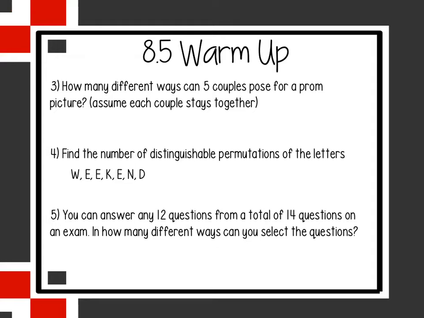All right, number 3 says how many different ways can 5 couples pose for a prom picture? Assume each couple stays together. So there's couple 1, couple 2, couple 3, couple 4, couple 5. We don't have to worry about them as individual people. They have meshed together. They are now one. Okay, how many different ways can that be arranged? Is that permutation or combination? Does it matter the order? If I put 1 and 2 left and right and then I switch them, is that a new order? Yeah, so this is permutation. This is 5 factorial. 5 times 4 times 3 times 2 times 1, 20, 60, 120.